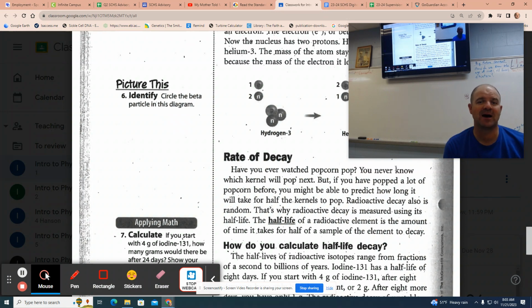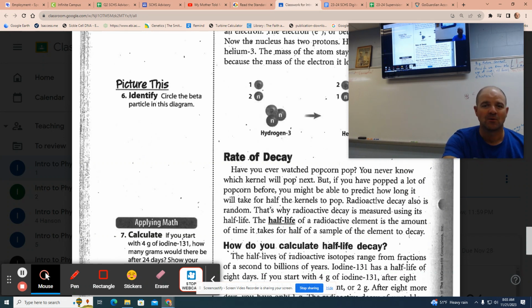Anyway, you never know which kernel will pop next, it says. But if you have popped a lot of popcorn before, you might be able to predict how long it will take for half of the kernels to pop. Does that make sense, Stuart? If you've popped popcorn a lot, you might learn how to predict how long it would take for half of the popcorn to pop.